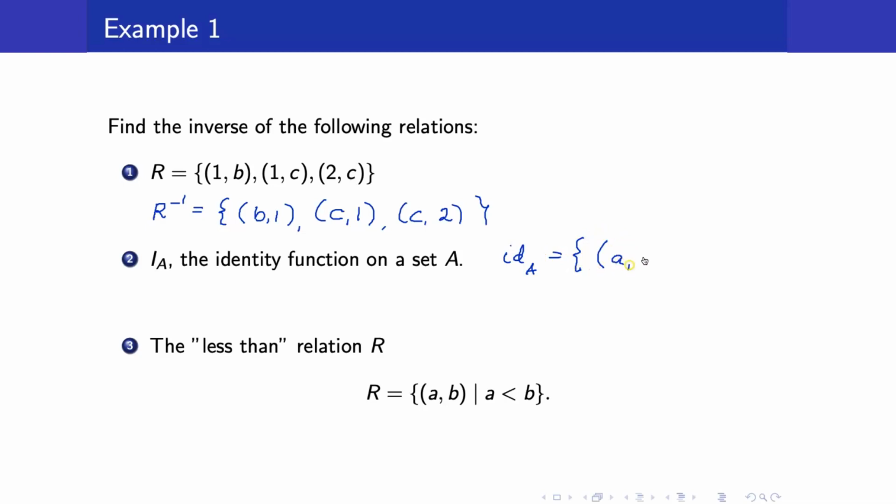And what are the elements of this? It contains (a, a), where a is an element of A, because recall that the identity function maps an element of A to itself. So therefore, what is the inverse relation? The inverse relation will be itself also, correct? Because when you invert, you still get this set. So this is still the identity function.